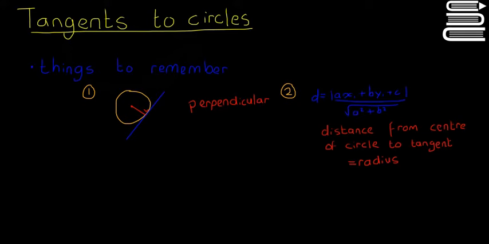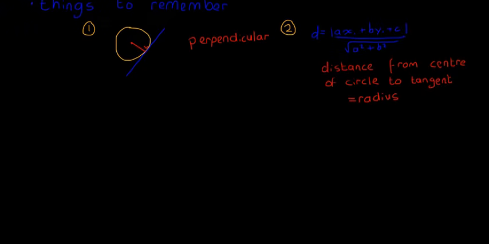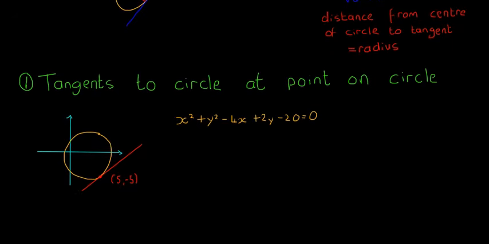So the first type of problem we're going to look at, I'll write it out here. We're going to look at getting the tangent to a circle at a point on the circle. So what do we mean by that? It's like this example I have drawn here. We're trying to get this red tangent to the orange circle. The orange circle is given, and we want to find the tangent, and we're given a point on the circle. So that's what we mean.